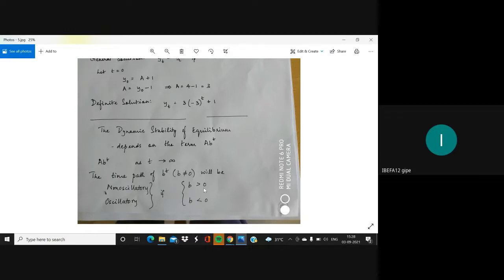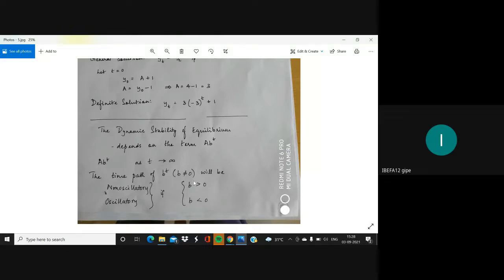Now if b is a positive constant, then the time path of this variable b raised to the power t itself will be non-oscillatory. So basically the time series that you're seeing will not oscillate, or you'll not see fluctuations, up and down movements in it, as it's moving towards equilibrium. Is it the assumption that we are taking? No, I'll show you with some examples. This is true whatever number you take, so it's not based on assumptions. I'll show you some graphs, and then you'll be able to understand better.